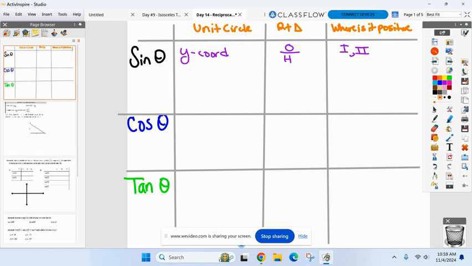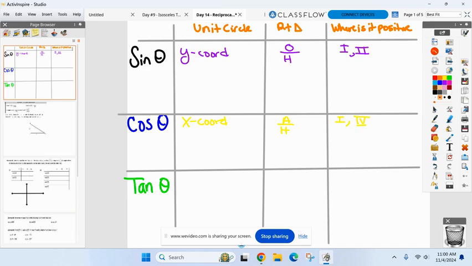Go to cosine. What are you thinking about if it's a unit circle problem? X coordinate. Good. What about if we're working in a right triangle, like a bow tie problem? Adjacent over hypotenuse. And then where's cosine positive? Third and fourth. Oh, wait, first and third. Well, it's definitely got to be the first, right? Because everything's positive. First and fourth. ASTC: All Students Take Classes. Fourth quadrant.